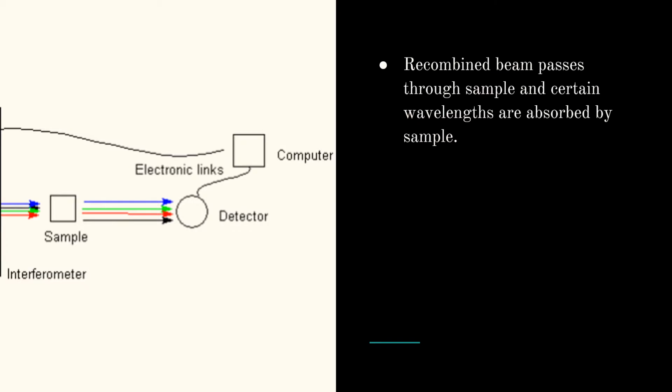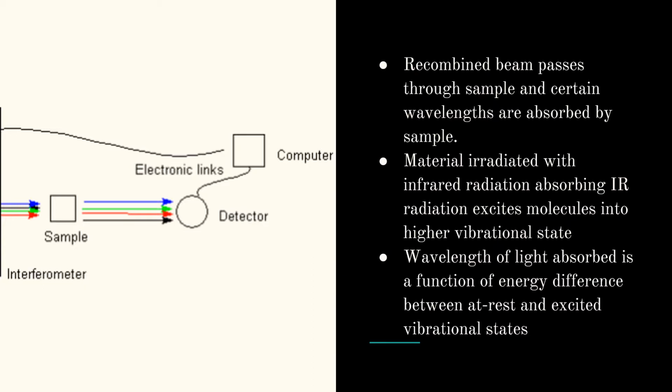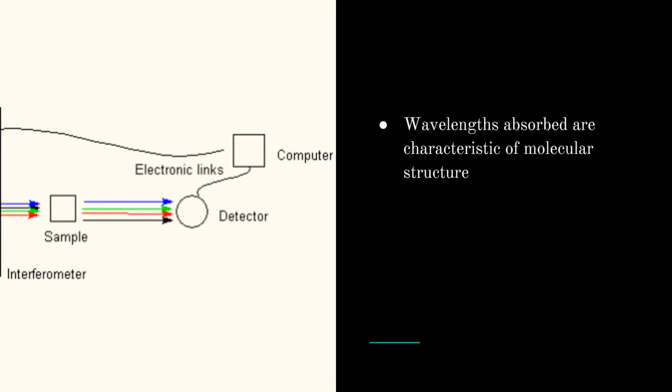The recombined beam passes through the sample, and some wavelengths are absorbed by the sample. When the sample is irradiated with infrared radiation, absorbed IR radiation usually excites molecules into a higher vibrational state. The wavelength of light absorbed by a particular molecule is a function of the energy difference between the at rest and the excited vibrational states. The wavelengths that are absorbed are characteristic of the molecular structure present in the sample.